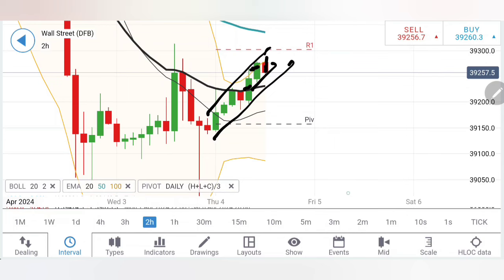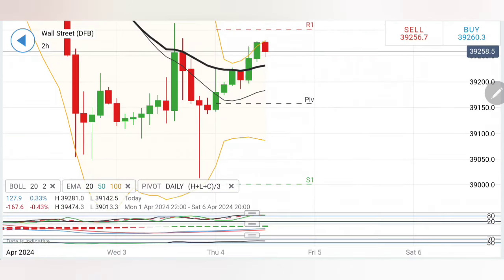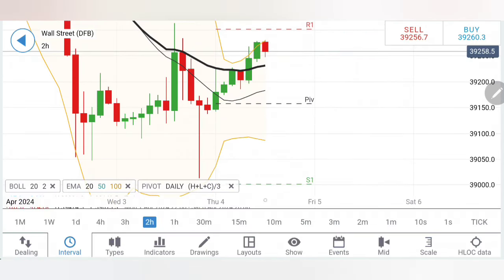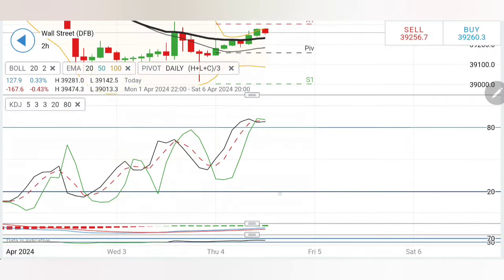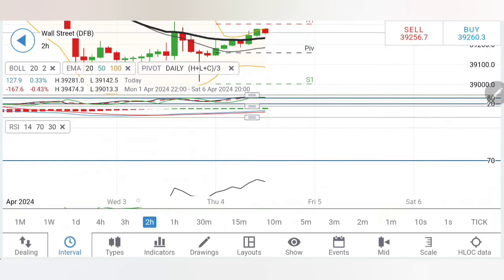So I still see there is great support for US30 on the downside. Only and only if it trades below 39,140, we can say that the bears will take over. Stochastic overbought, MACD divergent and bullish, RSI flat.